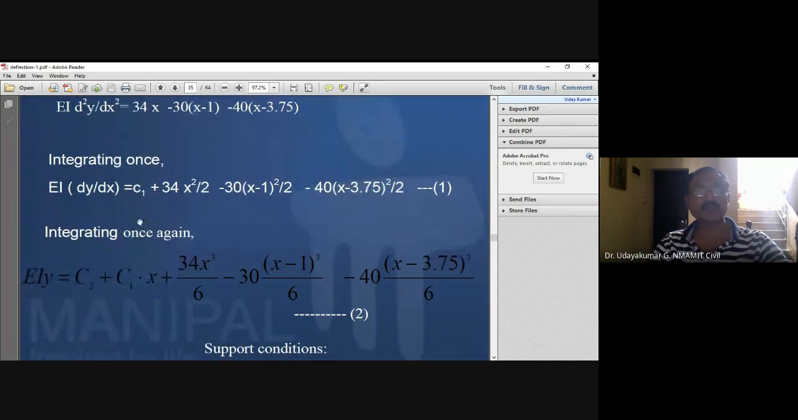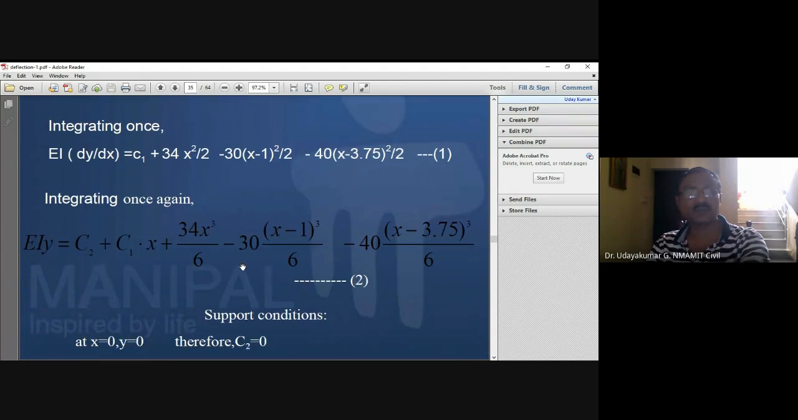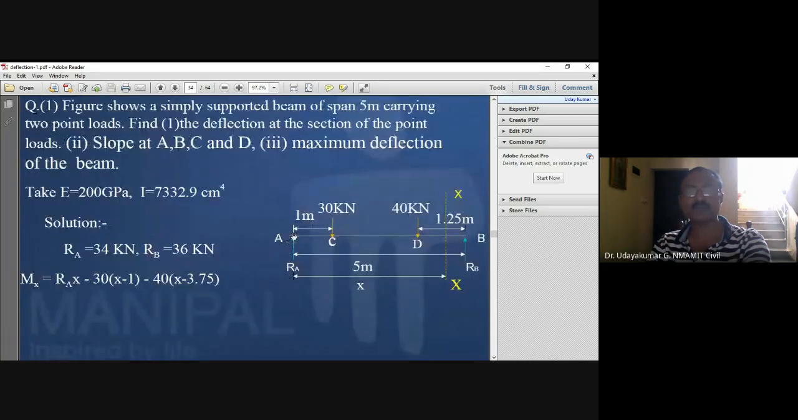Integrating once again, you get C1 x plus C2, plus 34 x cubed by 6 minus 30 into x minus 1 whole cube by 2 into 3, that is 6, minus 40 into x minus 3.75 whole cube by 6. So this way the equations are written, and then now apply the boundary conditions. What is the boundary condition? At x equal to 0, y equal to 0, right? It is a simply supported beam. When x equal to 0, deflection is 0 here at A, and when x equal to L, that is 5 meter, deflection is 0.